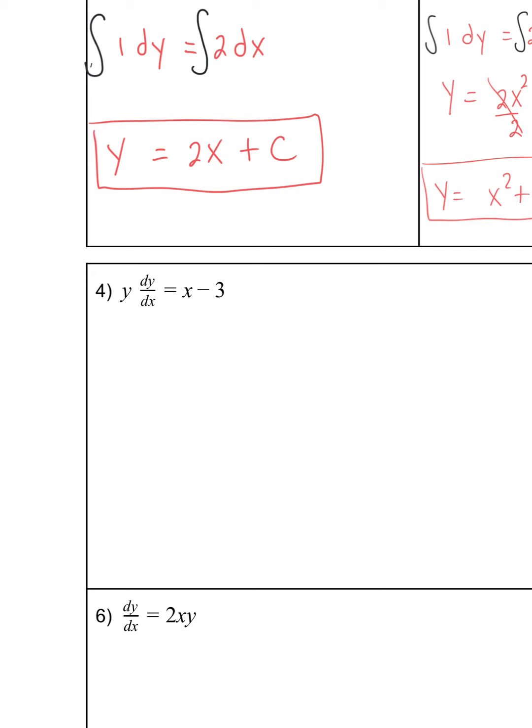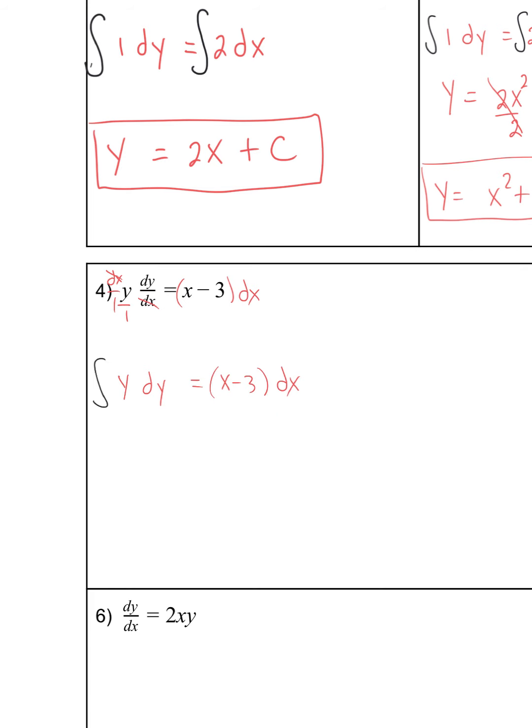Number 4. The first thing that we need to do is move over the dx. That's really the only thing that needs to move. So I'm going to multiply this side by dx over 1, and I'm going to multiply this side by dx. So this cancels out here. That's a y over 1. So on the left, I have y dy. On the right, I have x minus 3 dx.